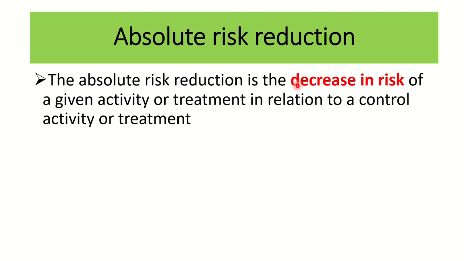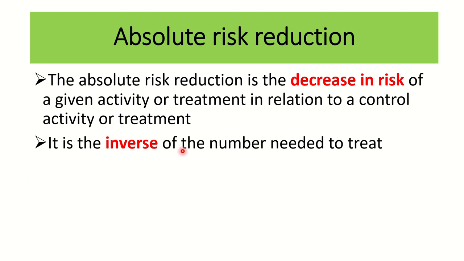The absolute risk reduction is the decrease in risk of a given activity or treatment in relation to a control activity or treatment. In the case of absolute risk reduction, both groups have the disease, but in one group we give the treatment and in another group we just watch and wait. It is the inverse of the number needed to treat. That means we compare the outcome of treatment with cure without treatment.